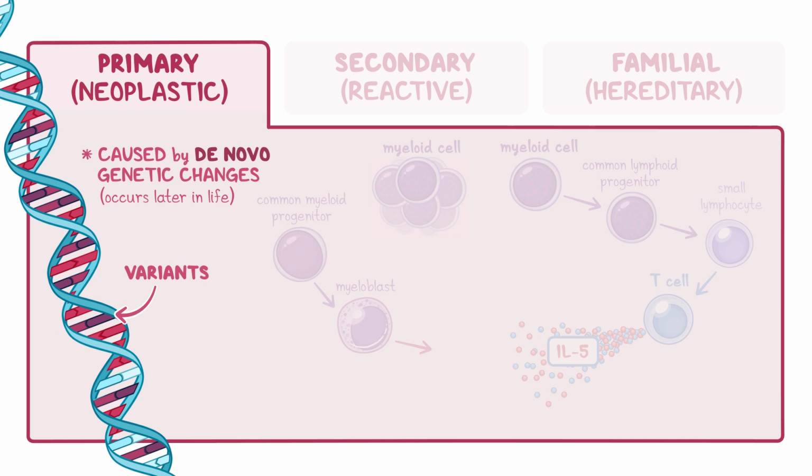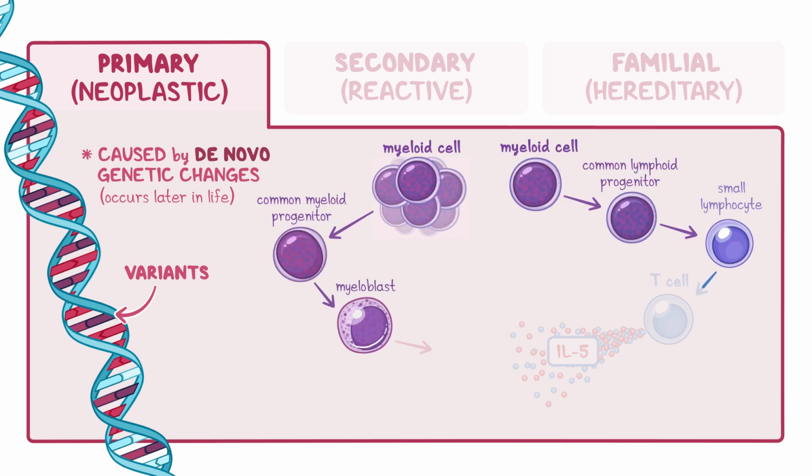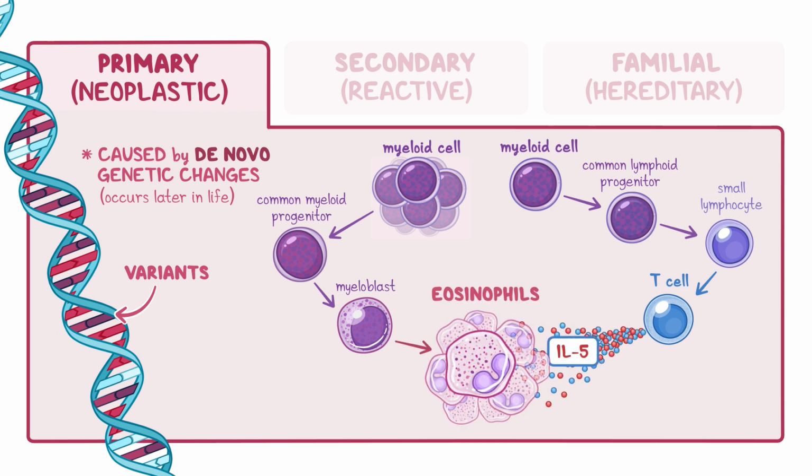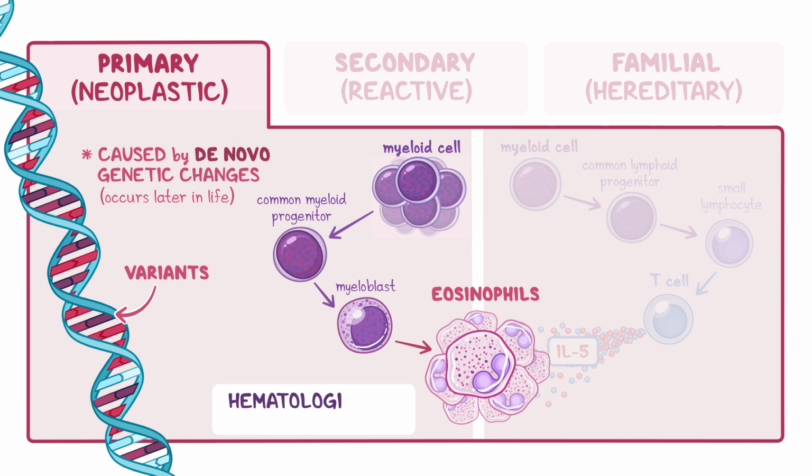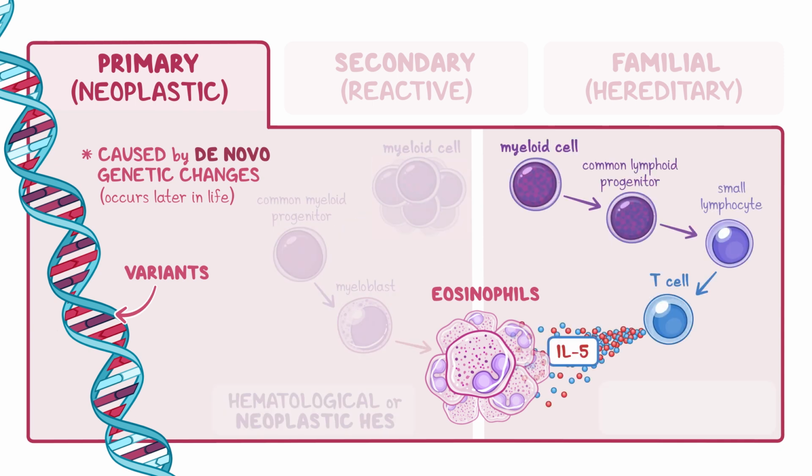The result is myeloid cell expansion, or expansion of an abnormal clone of T cells, a type of immune cell, that stimulates production of eosinophils. The myeloid expansion is often referred to as hematological or neoplastic HES, whereas the T cell expansion is referred to as clonal lymphoid HES.